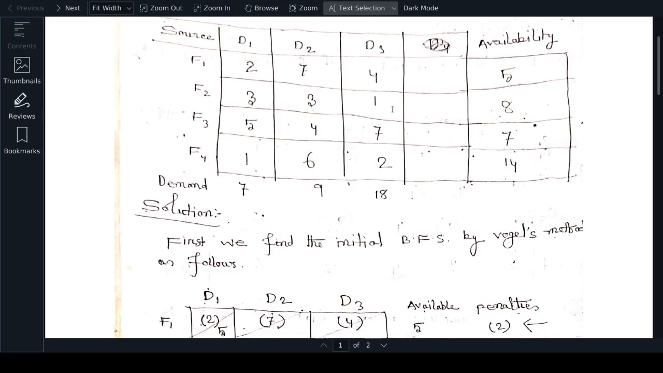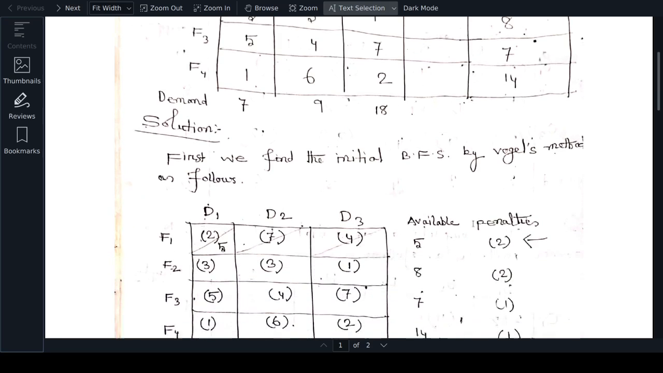So next, we start this one by Vogel's approximation method. What is the first step? First step is we shall find out the penalties. In the first table, in the solution part, I have written: first we find the initial basic feasible solution by Vogel's method as follows.